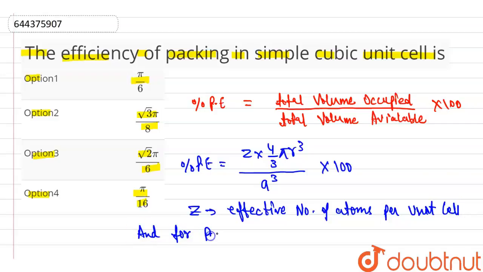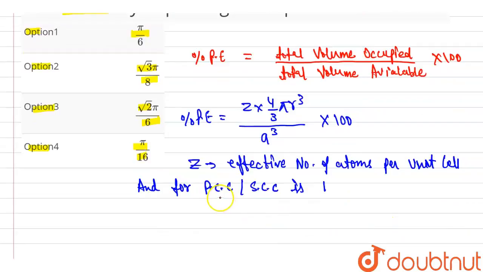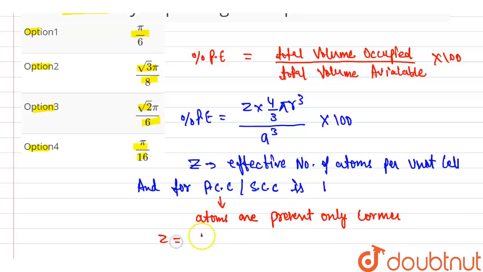And for SCC, or we can say simple cubic cell, Z is equal to 1, because in SCC atoms are present only at the corner. So Z is equal to 1 by 8 into 8, which is equal to 1. 1 by 8 is the contribution at each corner, and 8 atoms are present at the corners. Now solving, we get 1.